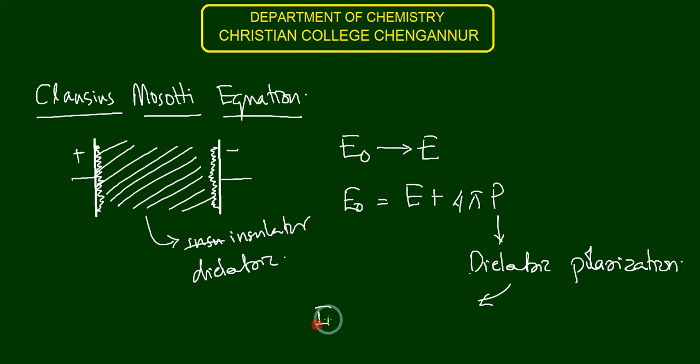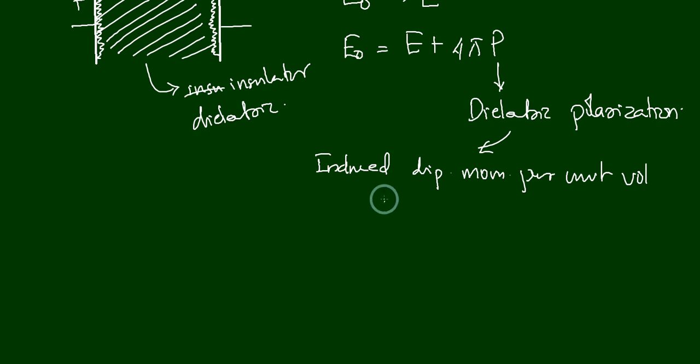What is this P? Induced dipole moment per unit volume of the dielectric. What is the dielectric? The substance which is filled between the condenser plates. So P is nothing but the induced dipole moment per unit volume of the dielectric.